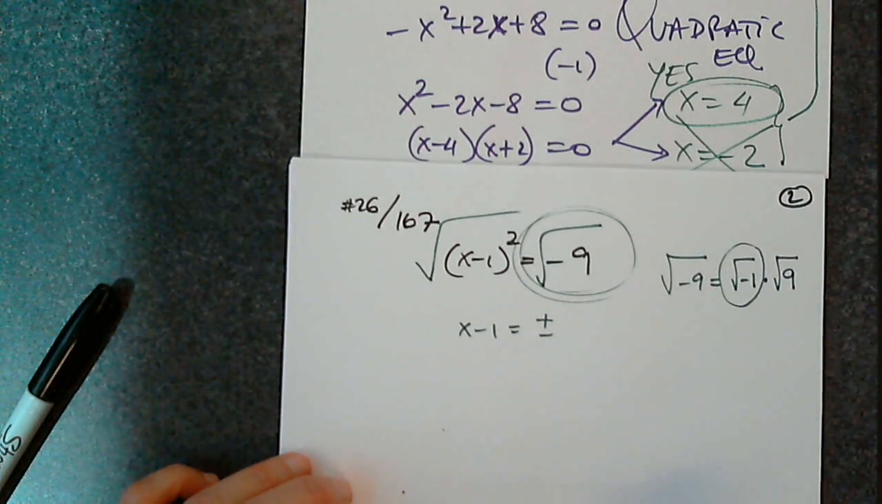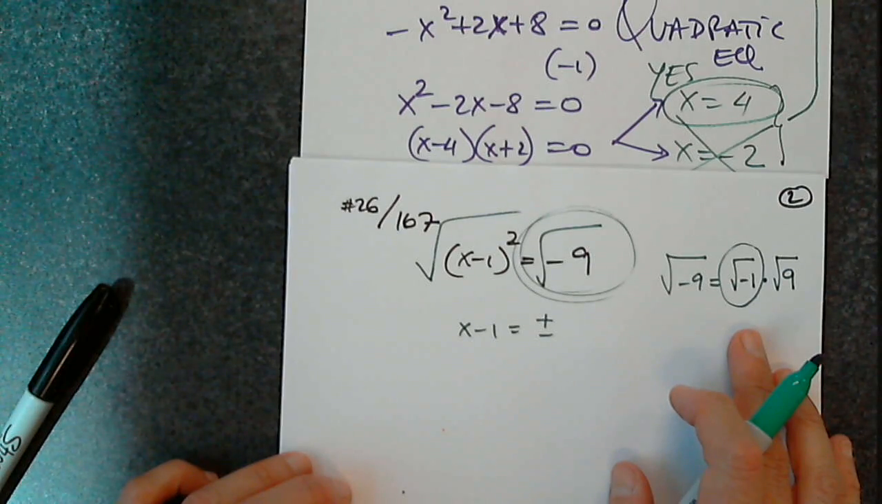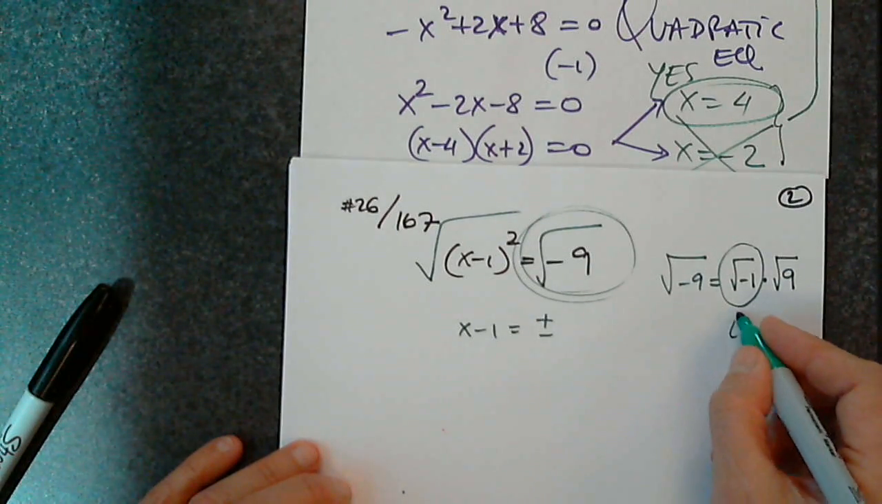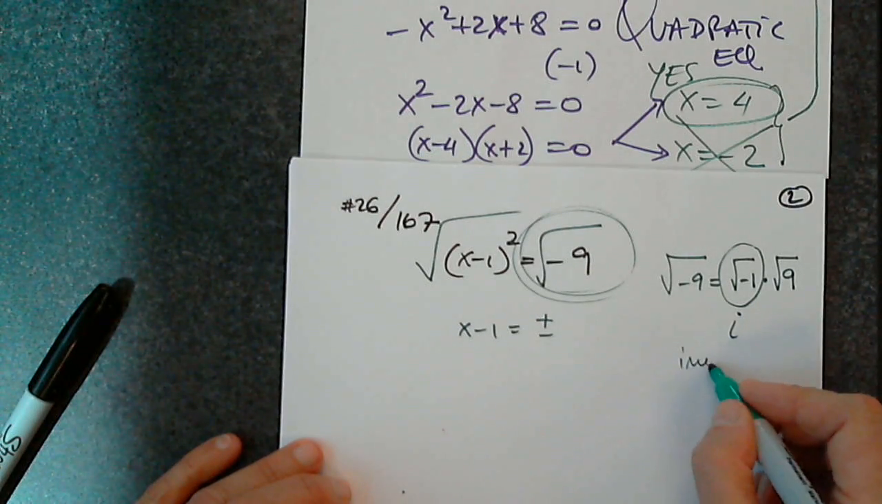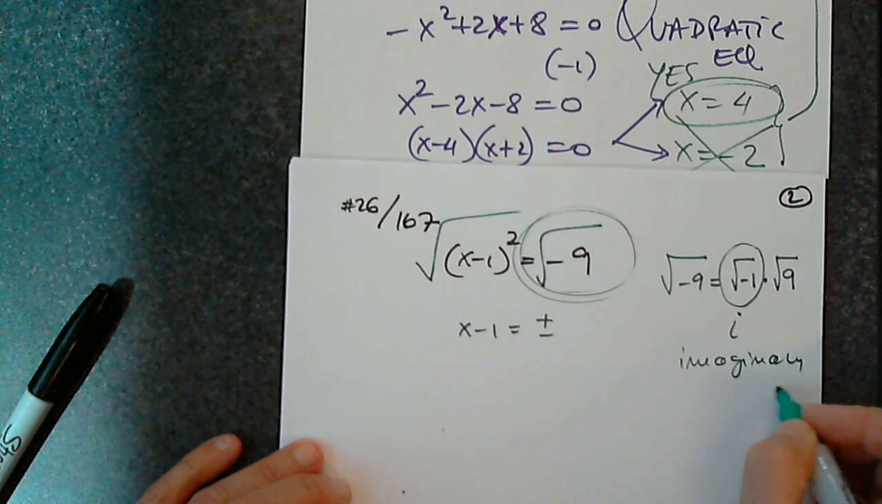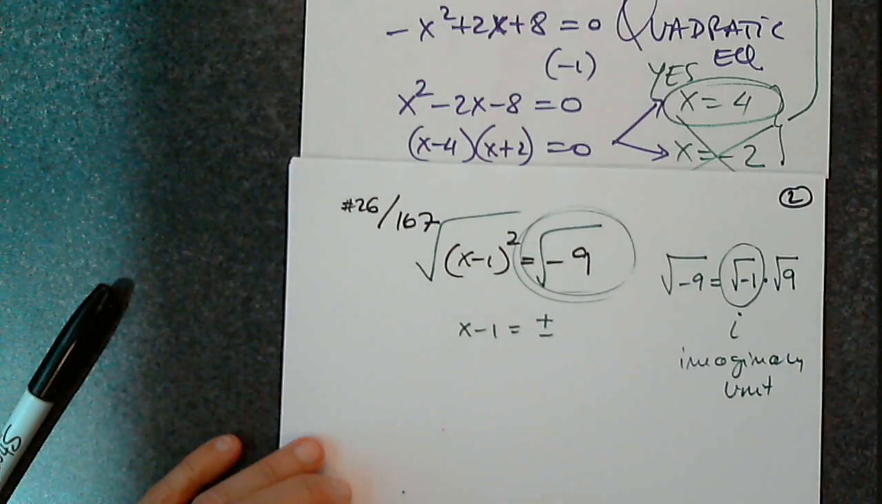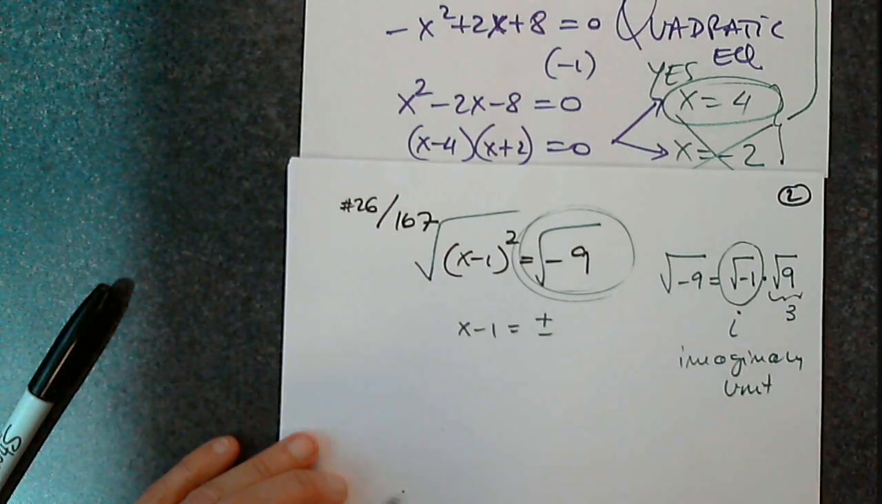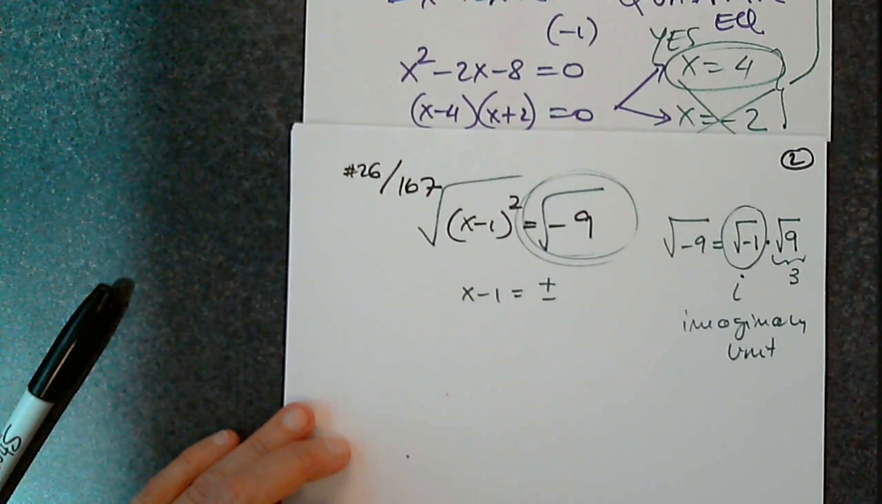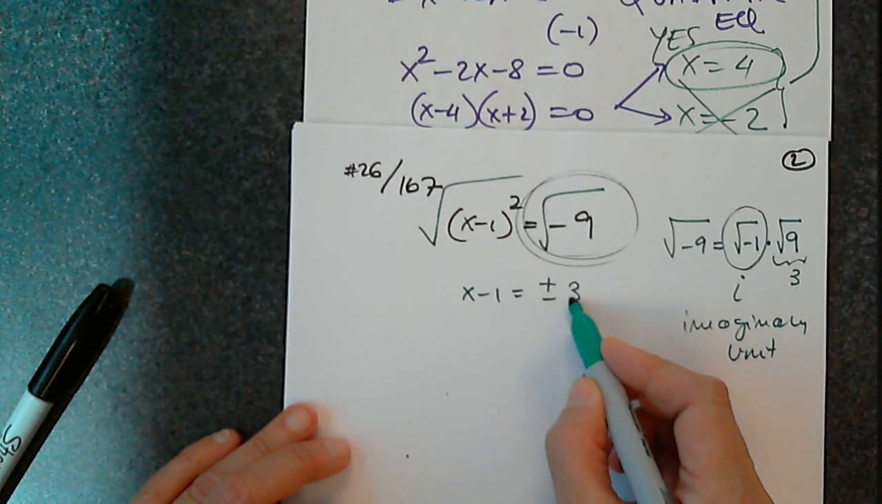Does anyone remember what this equals to? Exactly, that is the i. The square root of -1 is the imaginary unit. And what is the square root of 9? 3. So what would be the answer for now? x minus 1 equals plus or minus 3i, indeed.